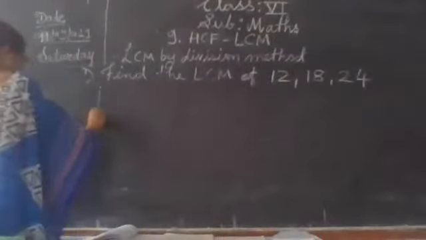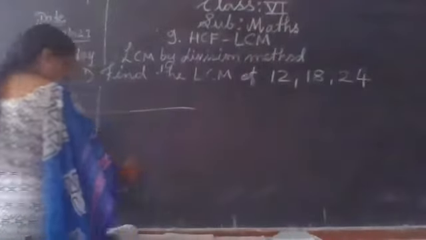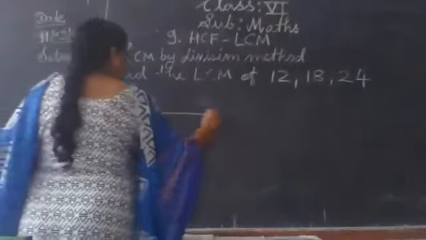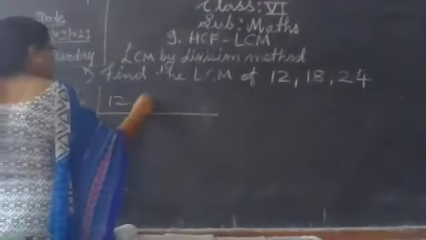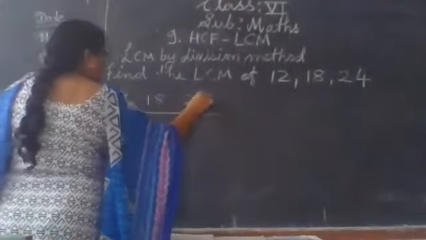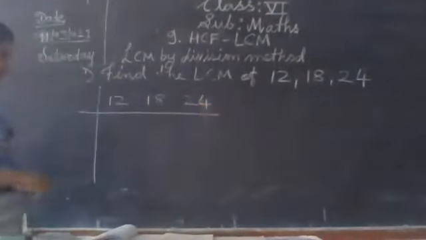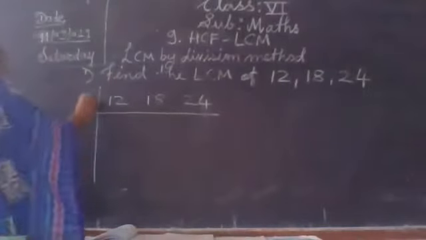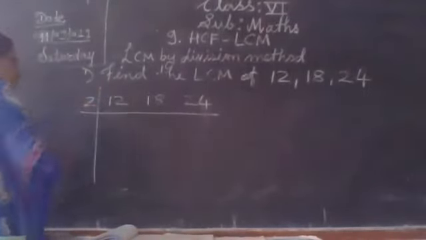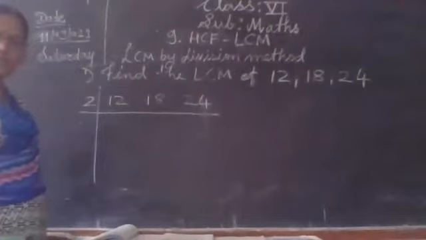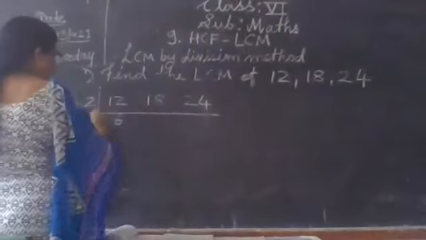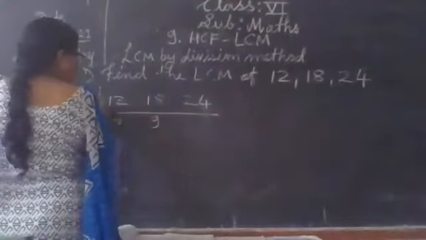Again, we will arrange. Okay, so here all are the even numbers. So we will start with the 4 and the only even prime number 2. 2 sixes are 12, 2 nines are 18.